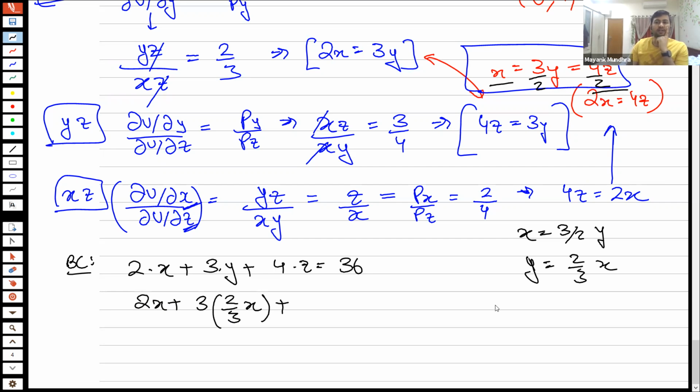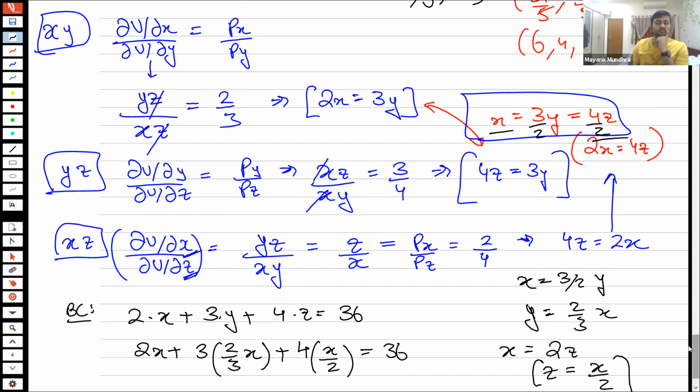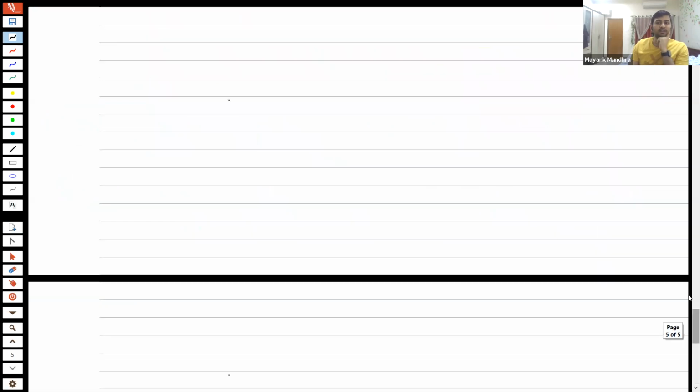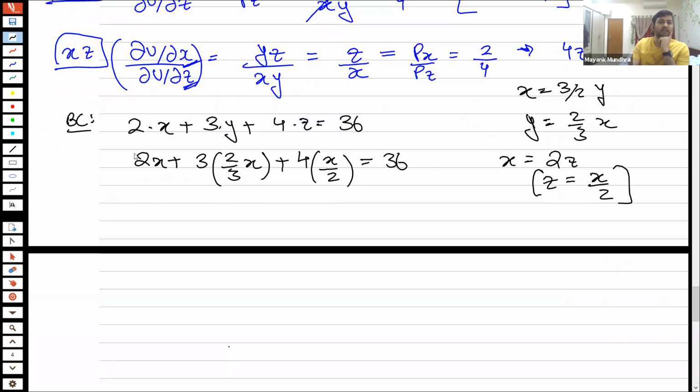these two things give me that x equals 4 by 2z. So that is 2z, which implies that z equals x by 2. So I can write this as x by 2, because z is equal to x by 2. So this is equal to 36. Right. So now I have all the things in terms of just one variable, and that is x.